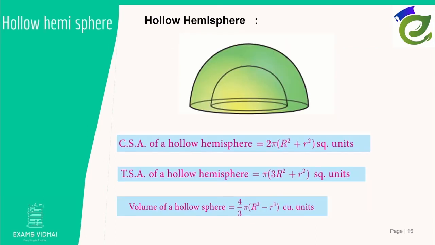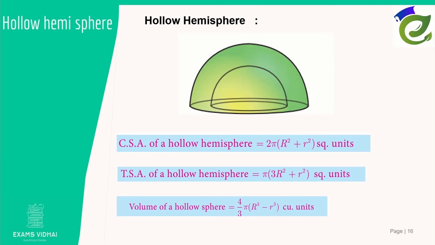Special case number 2: hollow hemisphere. You can easily get these results by deriving them from the figure, or you can remember these results. CSA of a hollow hemisphere is 2 pi into (capital R square plus small r square) square units. Here capital R is equal to the radius of the outer hemisphere and small r is the radius of the inner hemisphere. TSA of a hollow hemisphere is pi into (3 capital R square plus small r square) square units. And finally, volume of a hollow hemisphere is 4/3 pi into (capital R cube minus small r cube) cubic units.